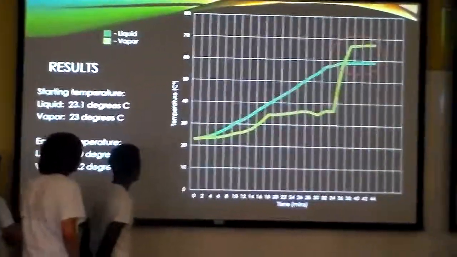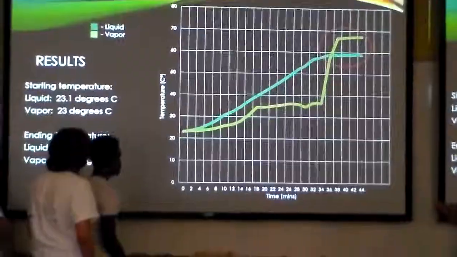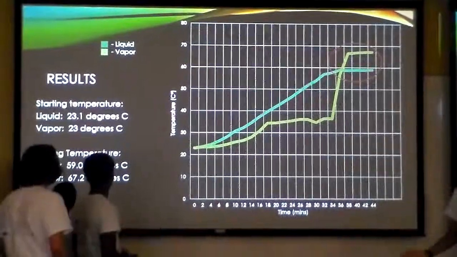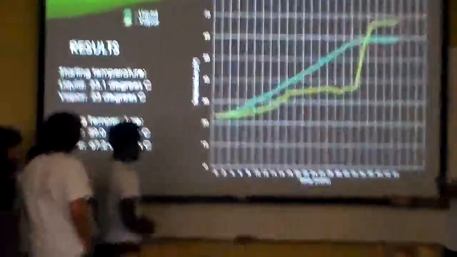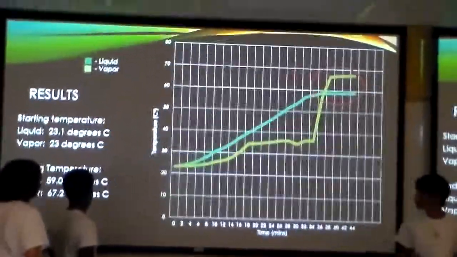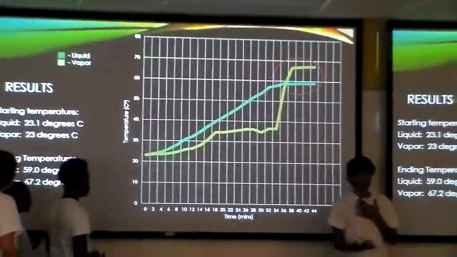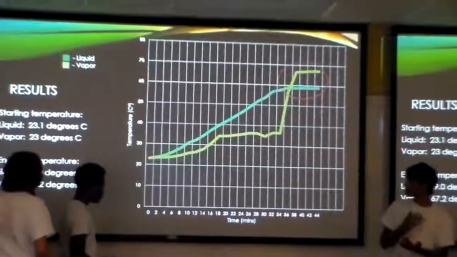So now our results. Our starting temperatures were 23.1 and 23 degrees. We finally reached the equilibrium at 59 degrees and 67.2. The boiling point of methanol is about 65, while the boiling point of ethanol is about 78.